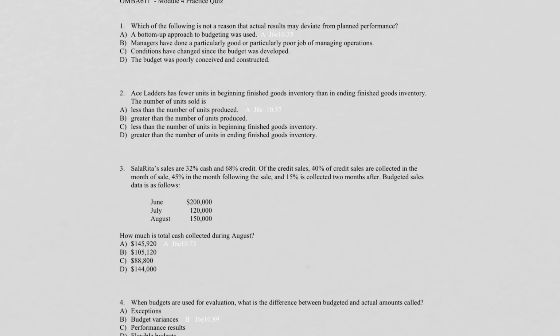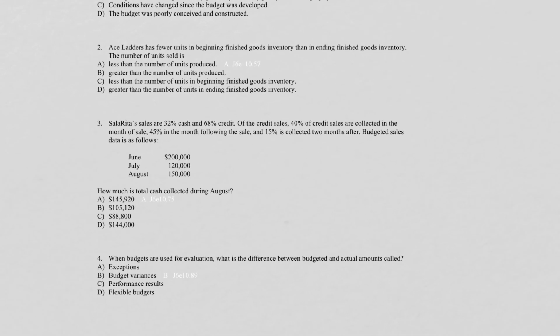All right, let's do number 3. Sales. Let's see what they're asking for. How much is the total cash collected? Okay, so this is just a looking at cash problem. That's all we want to know. And here's the month of August. What are they telling us about August? Let's read the problem. Sales are 32% cash, 68% credit. Of the credit sales, this is how they collect: 40% there, 45% in the next month, and 50% in 2 months after. All right, so what does that mean in terms of cash collected during August?